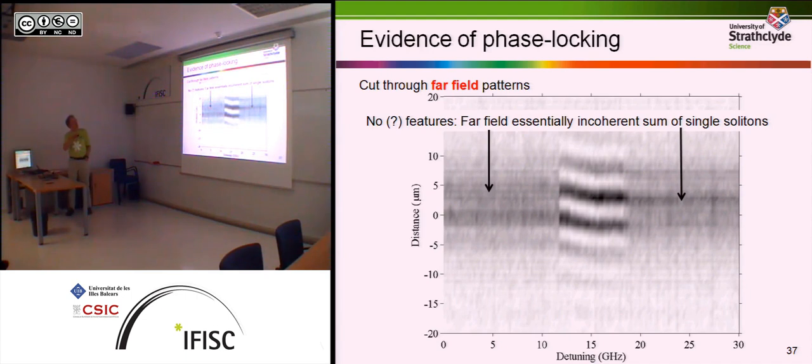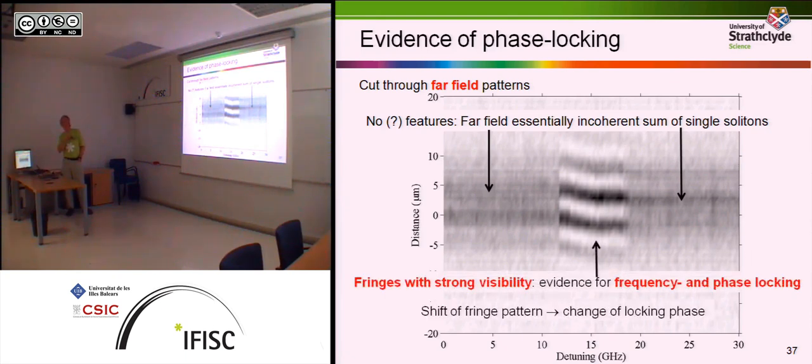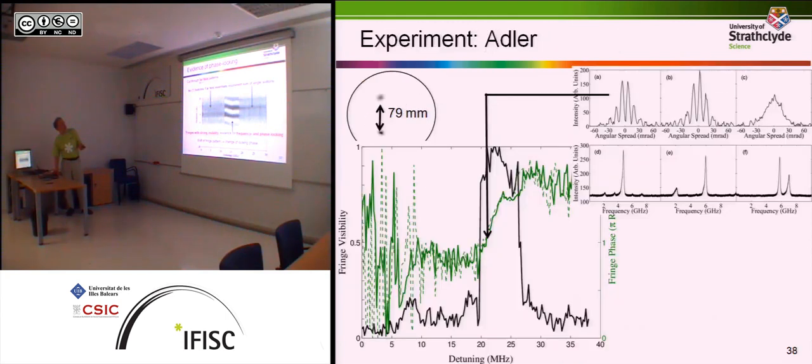This is essentially the incoherent superposition of two solitons, so it's essentially Gaussian, and in the moment where they're locked, they interfere with each other, they have the same frequency, constant phase, and then you see these very, very high visibility fringes. You can see also that during the tilt, the fringe phase changes, the fringes shift, which means the phase between the two different solitons changes. So that's this here. So this proves that they are indeed phase locked. The transition is quite abrupt.